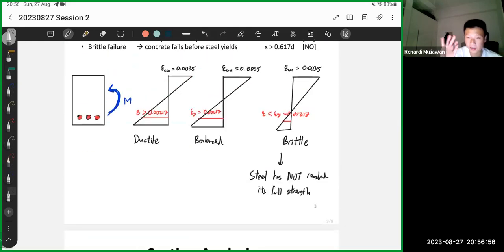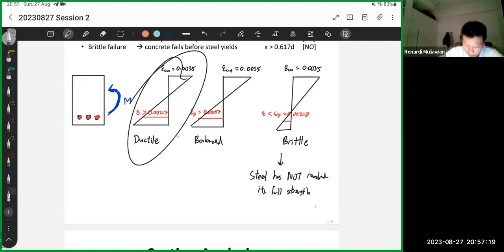The steel has not been used, but the concrete fails first. And if that's the case, since the steel has not been used, concrete fails very brittlely. That's dangerous. For balance, it means steel yields at the exact timing of the concrete failure. So this is our middle case. For ductile, it means that steel strength has fully been used.